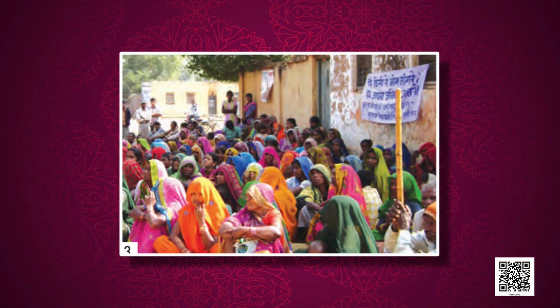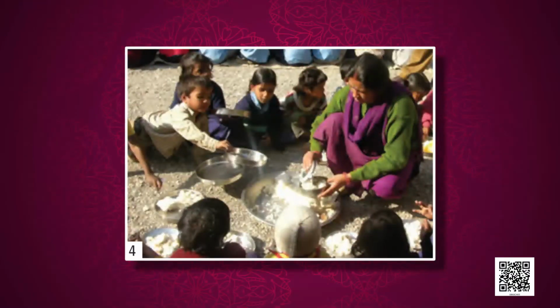The Supreme Court ruled that the state had a duty to provide food to all. It therefore directed the government to provide more employment, to provide food at cheaper prices through the government ration shops, and to provide midday meals to children.